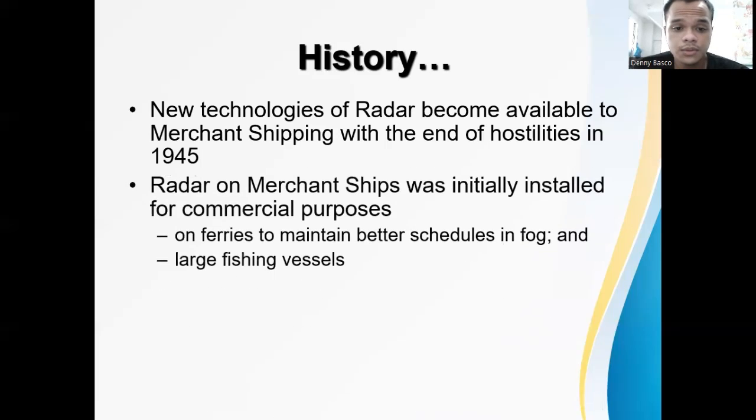Radar on merchant ships was initially installed for commercial purposes, on ferries to maintain better schedules in fog and on large fishing vessels. The year was 1942. Radar technology was developed during the Second World War, but it all took off following a decision that from 1942, all US and British commercial vessels had to be equipped with radar to improve the safety of navigation as well as to enhance the detection of enemy ships. It took quite some time until radar became commonplace on merchant ships of other flags.